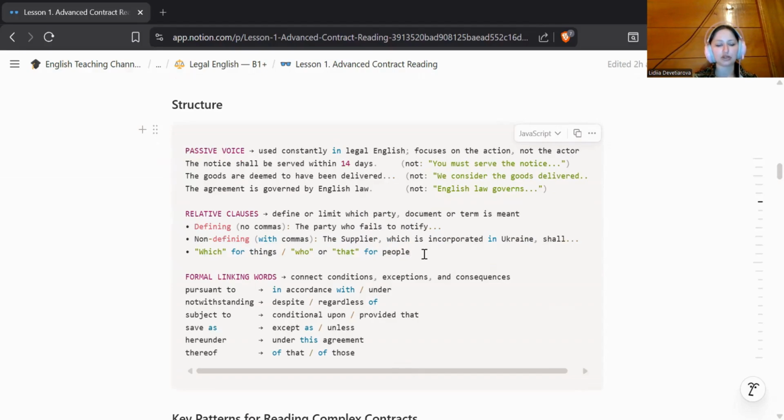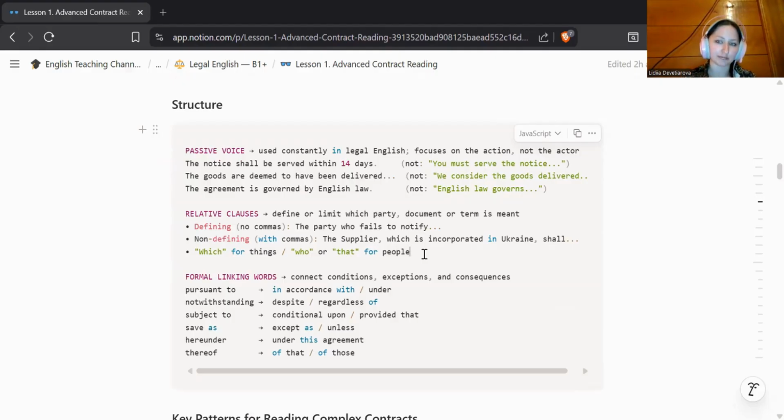You need to use, basically, defining clauses, they are essential. They have important meaning. They have really important meaning, so we cannot omit them. We cannot delete them. That's why we do not use any commas. Because if we delete them from the sentence, the meaning of the sentence is going to change drastically. And in defining clauses, we can use that.